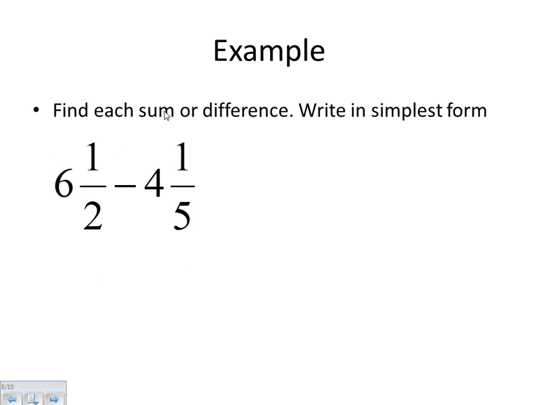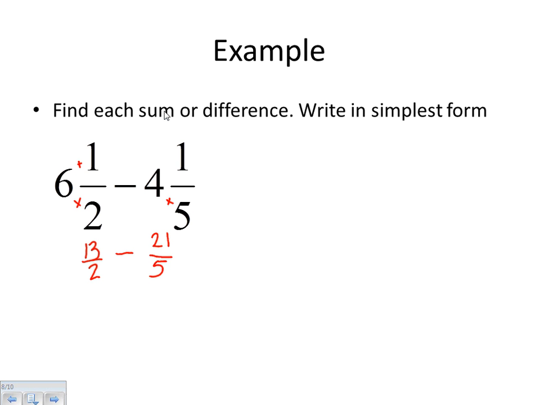Okay, so this again is a mixed number, and so we have to do something whenever we see a mixed number. And we've been working on it for a little bit, so I want you to go ahead and try this and see what you get. When you solve this, did you make yourself an improper fraction? 6 times 2 is 12, plus 1 is 13 over 2, minus 4 times 5 is 20, plus 1 is 21 over 5. Did you see that?